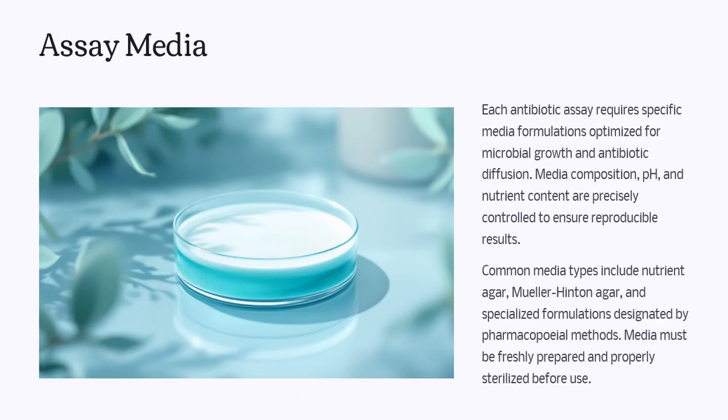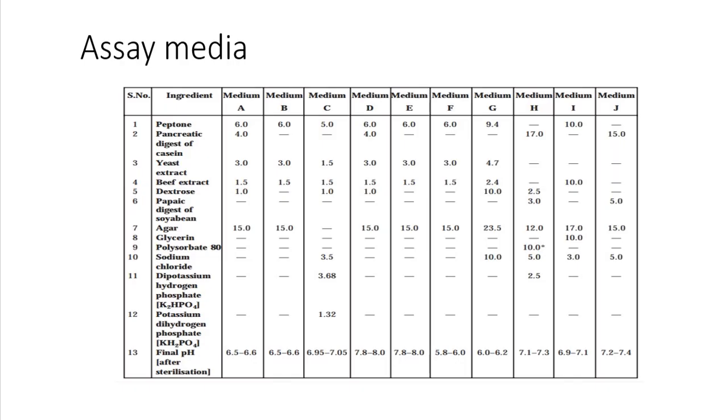The next one is assay media. Each antibiotic assay requires specific media, with formulations optimized for microbial growth and antibiotic diffusion. Media composition, pH and nutrient contents are precisely controlled to ensure reproducible results. The common media used for antibiotic assay include nutrient agar media, Mueller-Hinton agar media, and specialized formulations designed by pharmacopoeial methods. These are certain examples of assay media which are used for antibiotic assay.